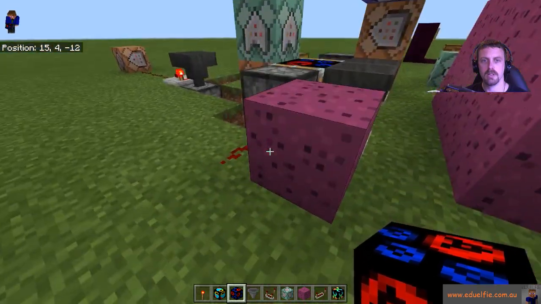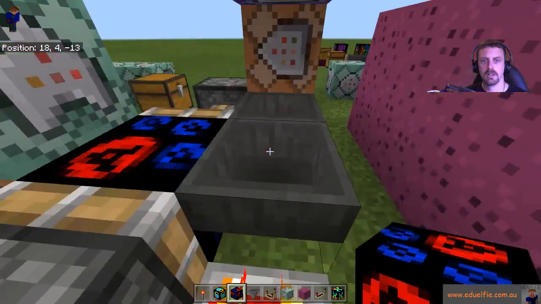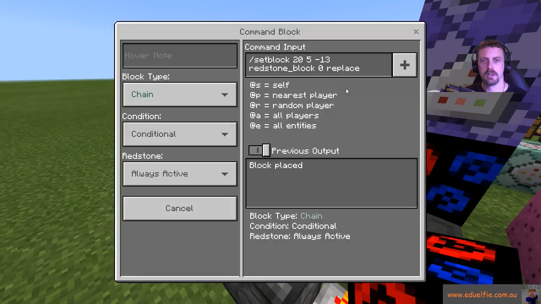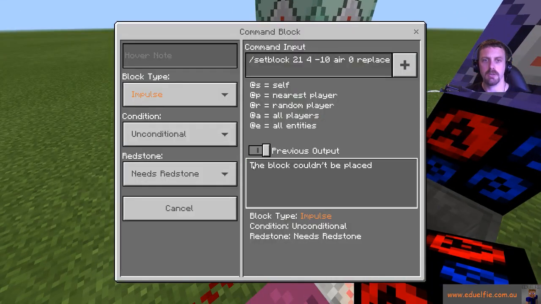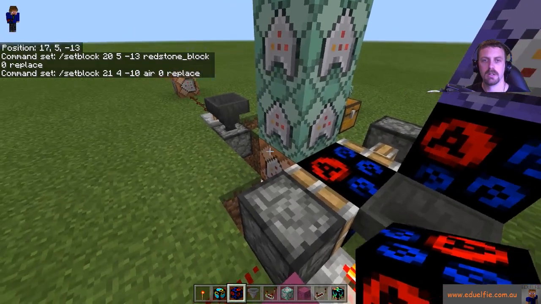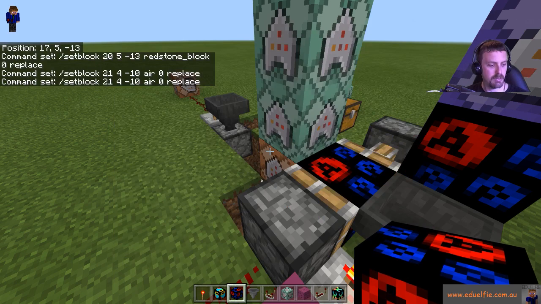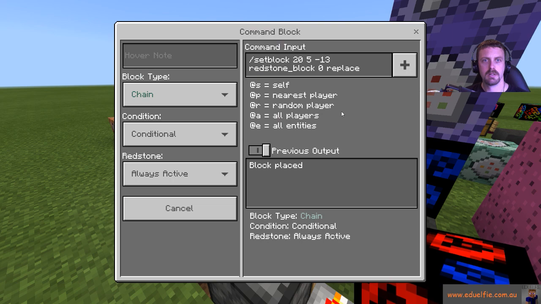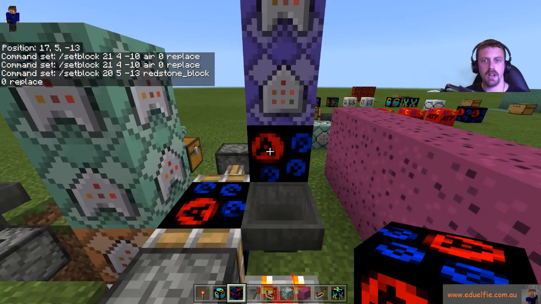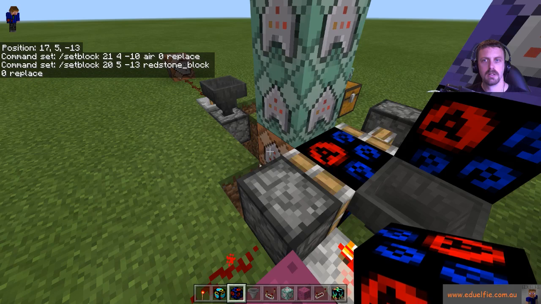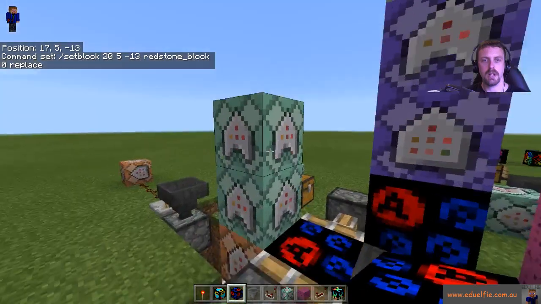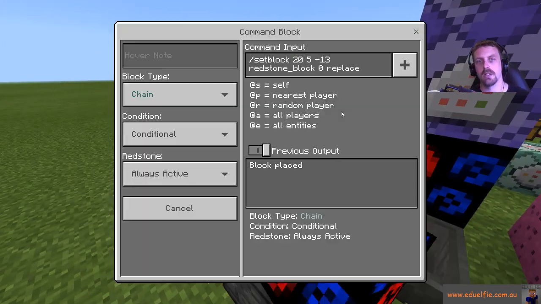Alright, because that's conditional, the timer never stops. Because that one is conditional on the other one happening, and this one didn't happen because air was already there, which is the redstone block. That's the ATP. That sets that. So if it doesn't detect that the first time, it can't do it ever again because that's conditional.